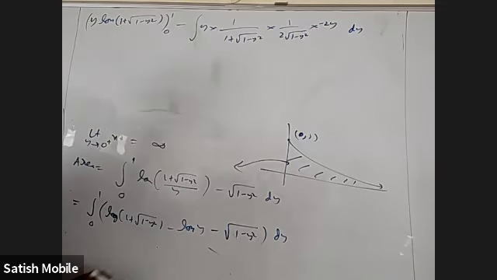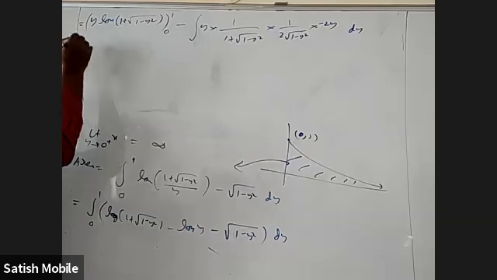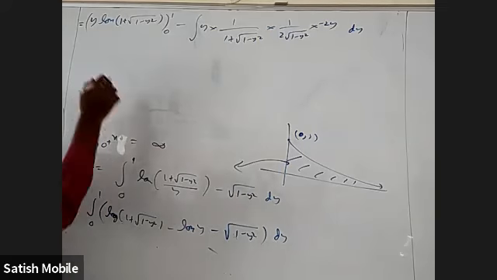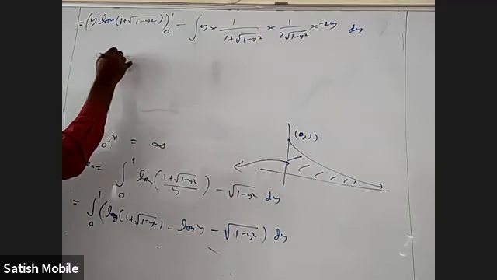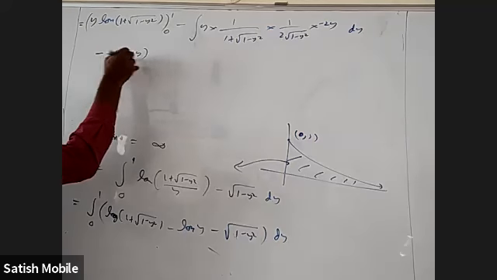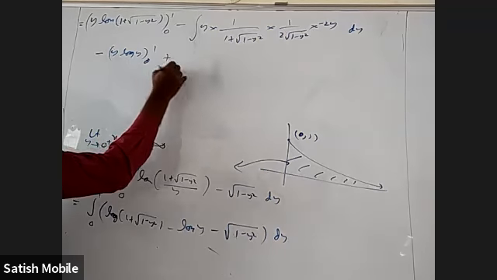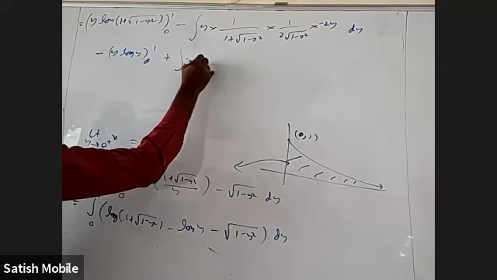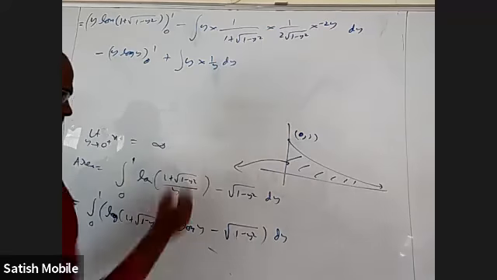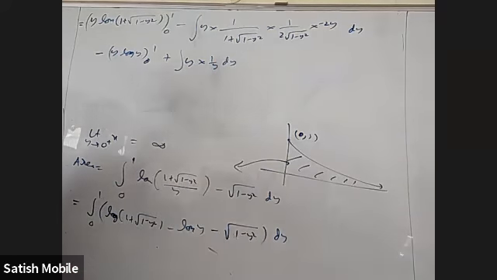Regarding the log-wise integral, again we'll write it as 1 times log y, and you will get minus y log y from 0 to 1 plus the integral of y times the derivative of log y, which is 1 by y. And root 1 minus y square, what is the integral of root over 1 minus x square?